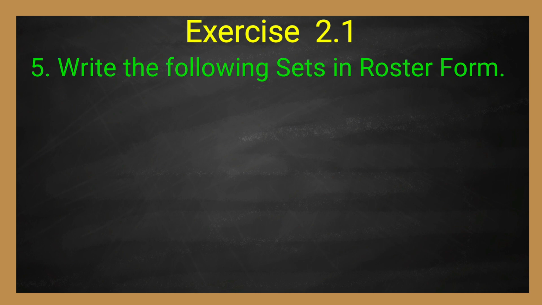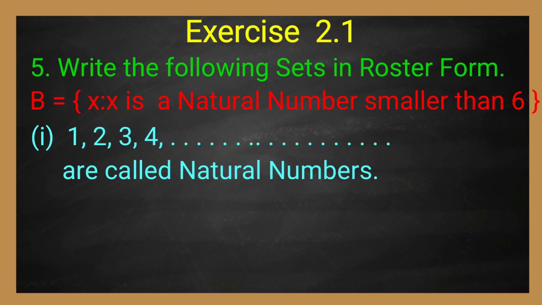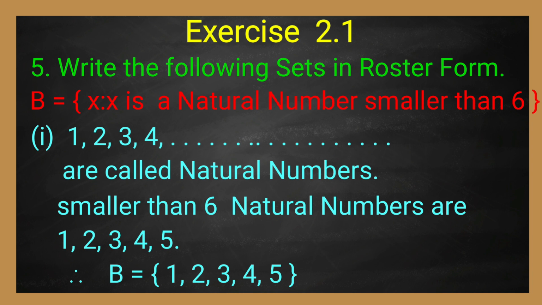Fifth question. Write the following sets in roster form. Number 1. B equal to x such that x is a natural number smaller than 6. Here 1, 2, 3, 4, etc. are called natural numbers. Smaller than 6 natural numbers are 1, 2, 3, 4 and 5. Therefore, B equal to the set of 1, 2, 3, 4, 5.